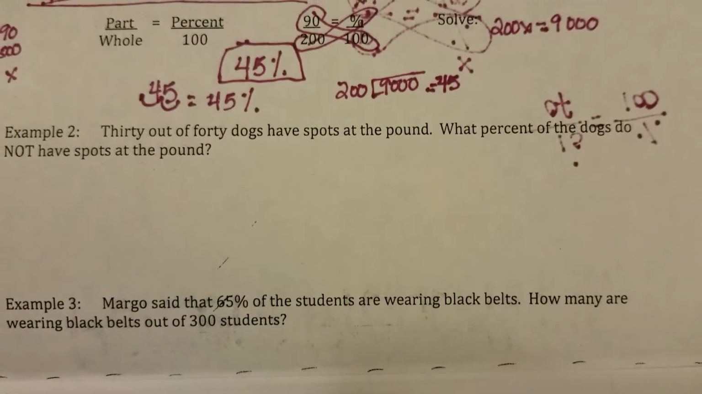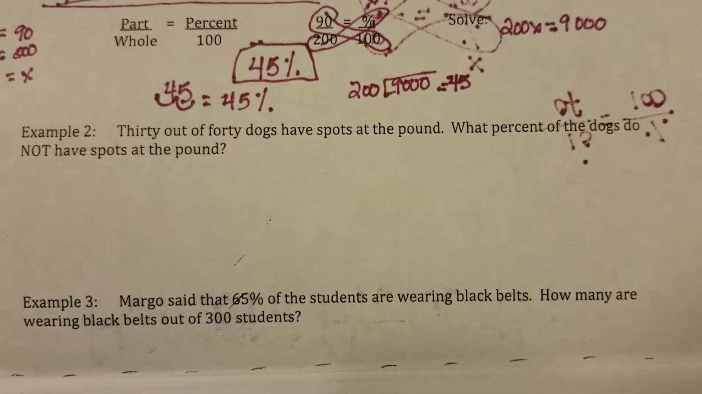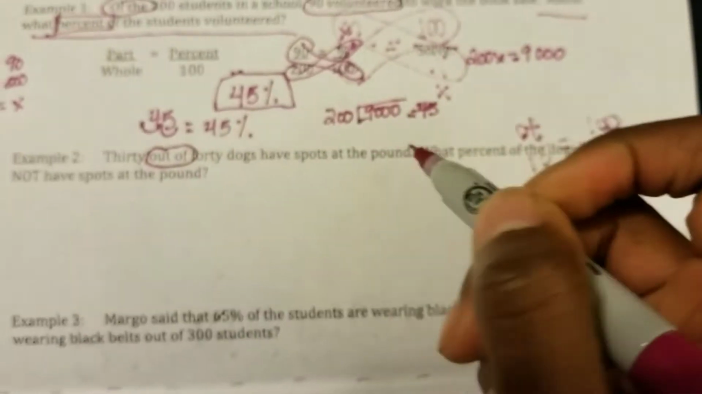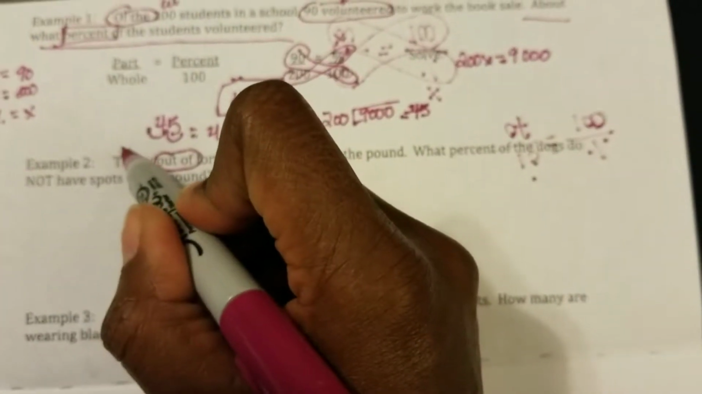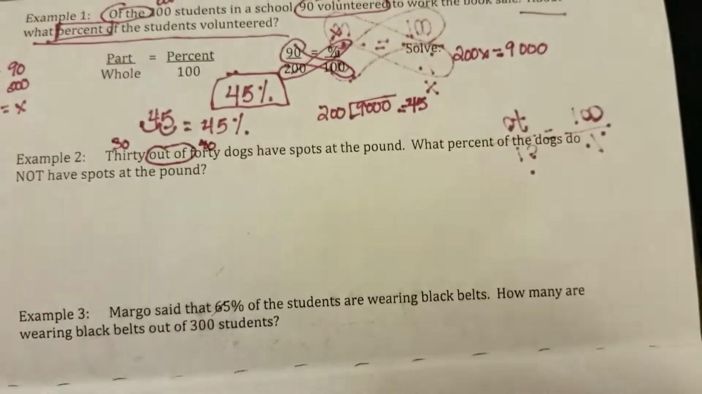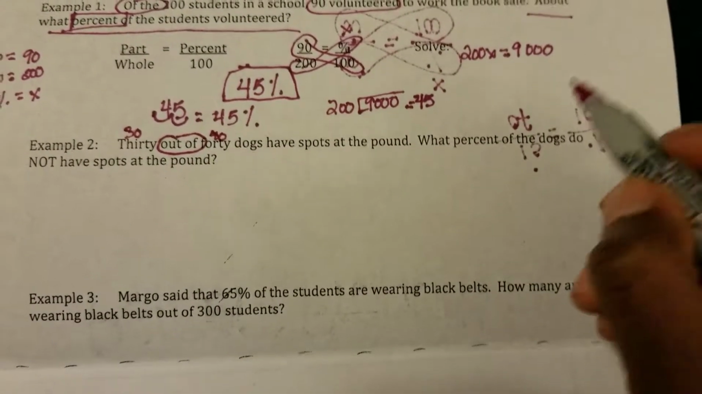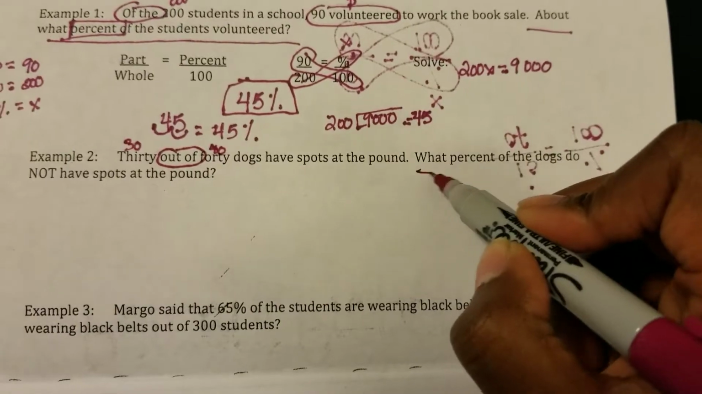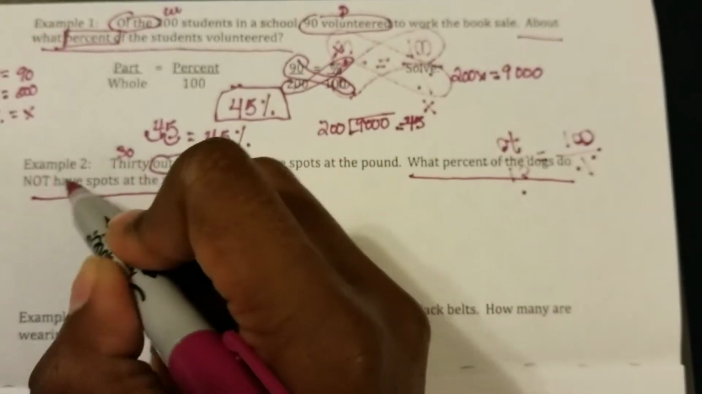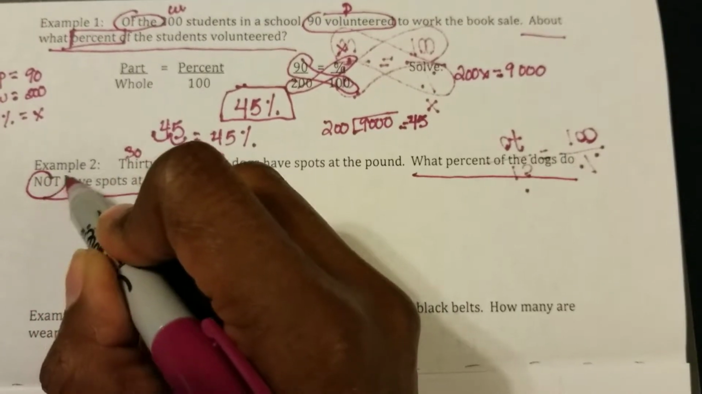Okay, so 30 out of 40 dogs have spots at the pound. So there's our keyword, out of. So we're going to circle out of. Okay, so now, to write it numerically, 30 out of 40 have spots at the pound. Okay, our question is, what percent of the dogs do not have spots at the pound? There's a key word, do not.